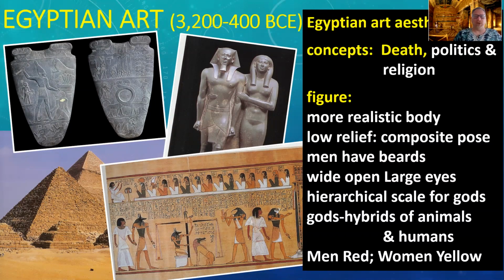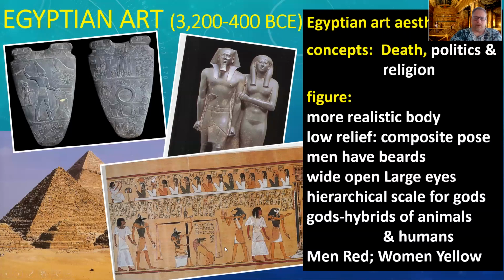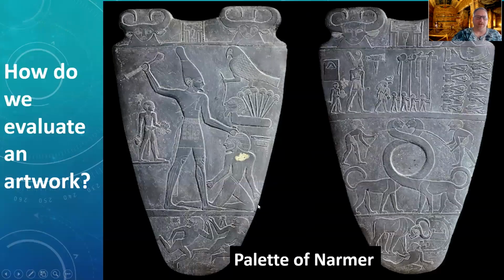Their gods are going to be hybrids of animals and humans, like we see over here in the Book of the Dead, or the book that is actually with Anubis, the god right there. Men are going to be red, women are going to be yellow. So you can see in this particular Book of the Dead, we do have red. That's going to be a male. And then we have a couple females that are actually up here. So we'll see all of these features today.